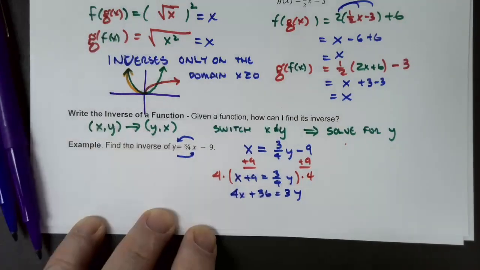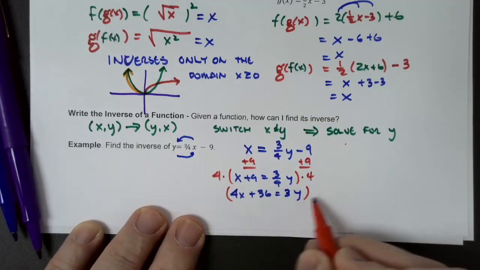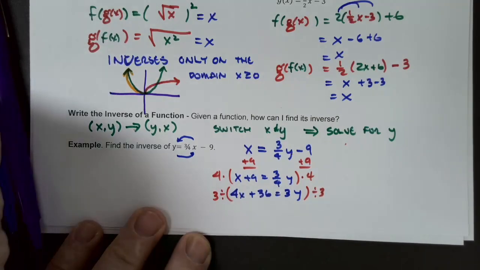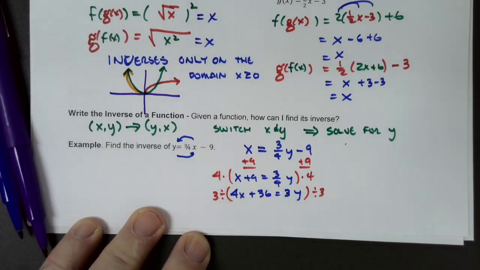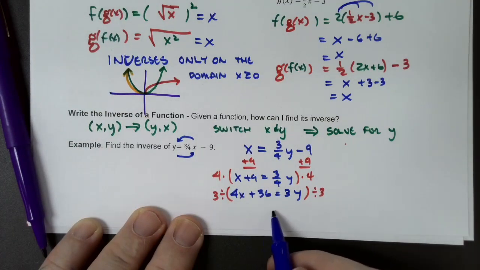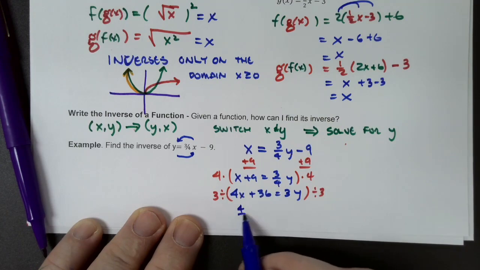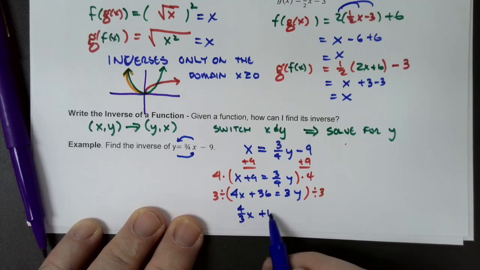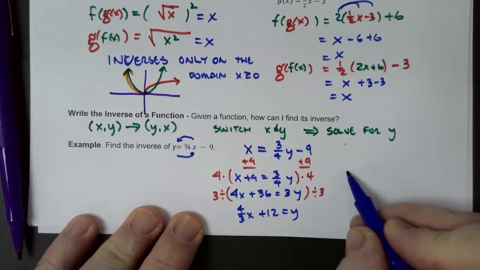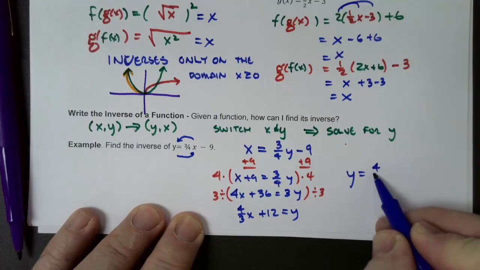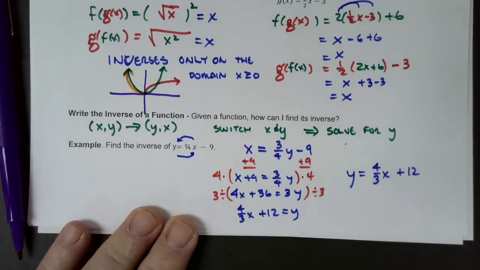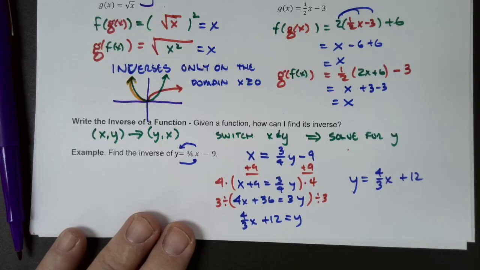Now, finally, to get that y by itself, we're going to divide by 3. That gives us 4/3 x plus 12 equals y. Or if we want to switch it around, y equals 4/3 x plus 12. Those two functions are inverses of each other.